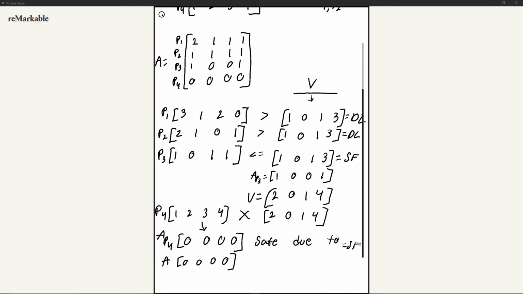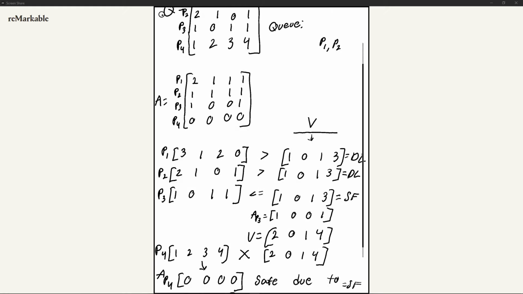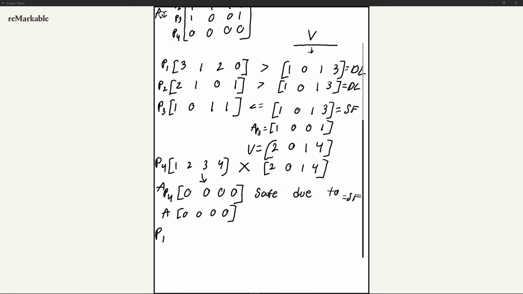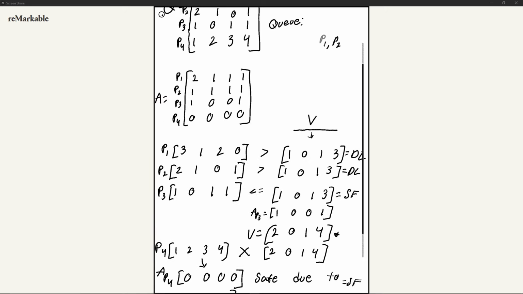So now we take our updated matrix, which is 2, 0, 1, 4, and we compare it to P1 and P2. So P1 is our 3, 1, 2, 0. And we compare that to our most recent, and I'll star this because it's our most recent, our 2, 0, 1, and 4. Is 3 less than or equal to 2? No. This is greater than. So this is still deadlocked. Now we can move this over.